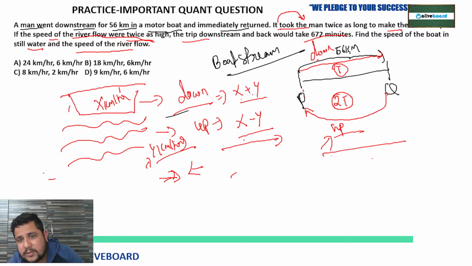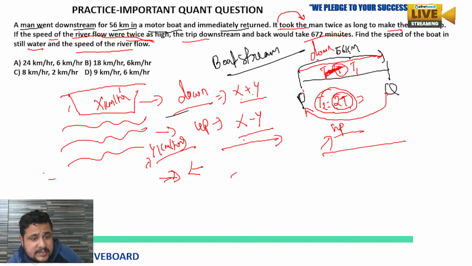So what else was given? T1 equal to T, for an example, so T2 is equal to 2T. This is what is given to us, so we can assume from here. Is this clear, what we have discussed so far?